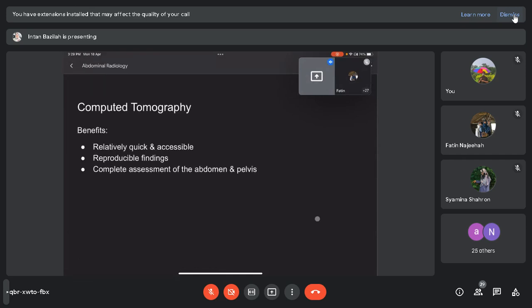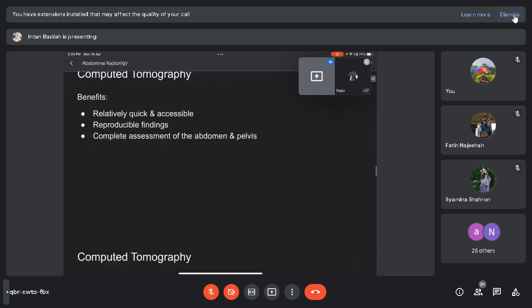Okay, so what is the benefit of CT? It is quick and accessible. It is reproducible finding. Okay, unlike ultrasound, the image might not be reproducible. It means that if different persons do it at different angles, the appearance might be similar, but for example, the measurement might be slightly different. But if you do CT scan, anyone repeats it, you can get the same reproducible finding. And then it can provide complete assessment of abdomen and pelvis.